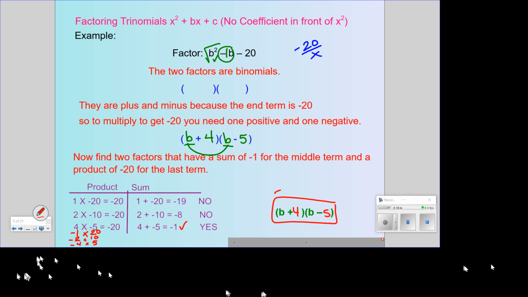Again, you can multiply back out: b squared minus 5b plus 4b minus 20. The middle two do combine to be negative 1b, so we are good to go.